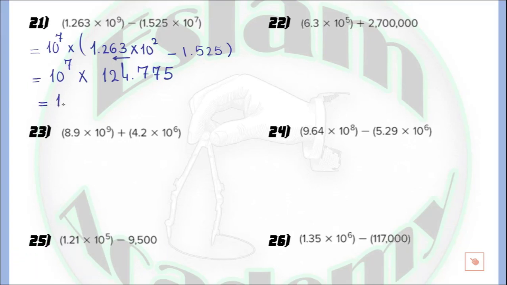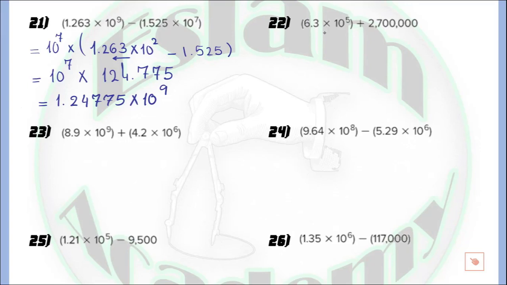So it will be 1.24775 multiplied by 10. Once we move the decimal point 2 places to the left, it means the power now will be increased by 2. So it will be equal to 10 to the power 9. If we move the decimal point to the left, it means the power will be increased. But once we move the decimal point to the right, the power now will be decreased.